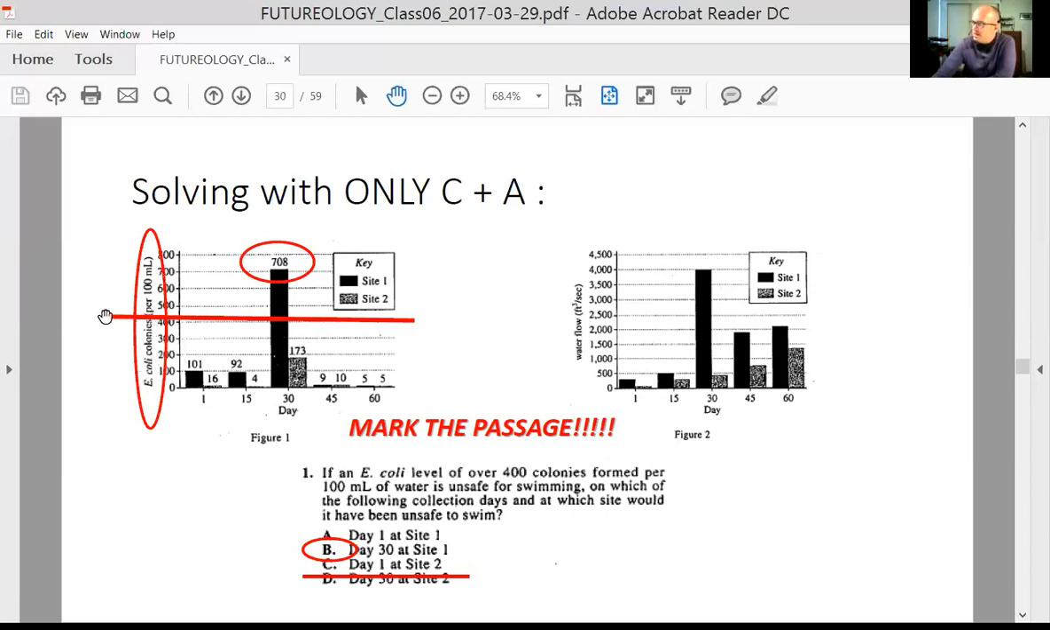We're also marking the 400 line, because they said that anything over 400 is bad. So if we mark the 400 line for E. coli colonies per 100 milliliters, we notice that this bar with the 708 is standing up and nothing else is. So this must be the answer. We really don't know what it means. We just know that this bar that has a 708 on top is the answer because it's above 400. What the bar corresponds to is site 1, according to the key. And when we look at the days, apparently it's day 30. Oh, so that's the answer.